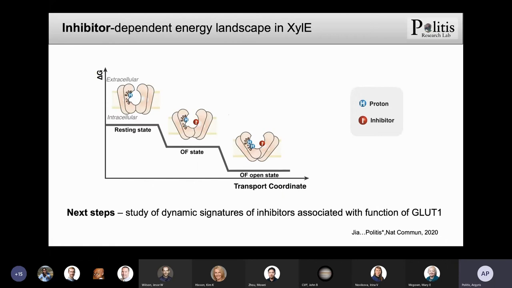We also put together an inhibitor-dependent energy landscape for our protein, and we can see that we have, again, the protein in the resting state, protonated on D206, and then the inhibitor binds and locks the transporter in the outward-facing state. Then we have protonation of D27, but because the inhibitor is bound there, this doesn't cause any conformational change towards the inward-facing state. That's quite important as a next step to study the dynamic signature of inhibitors or substrates, but also other drugs, in GLUT1 to see whether there are similar functions in this human homolog of the XylE transporter.